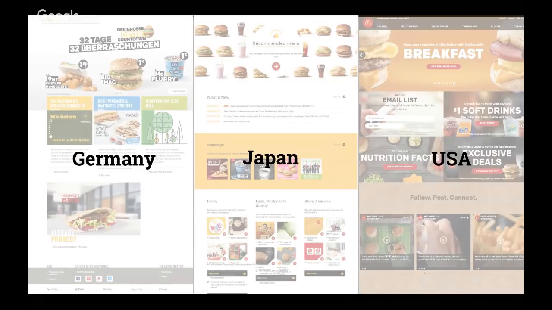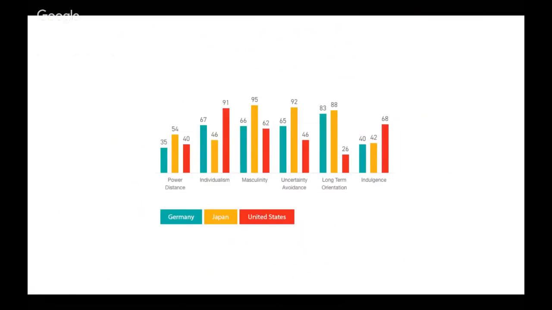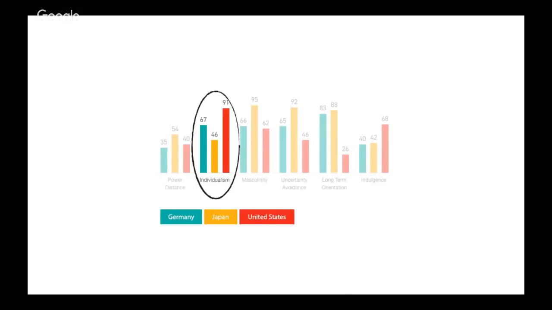And in this case, we are going to take the example of McDonald's website to compare some of these dimensions. So Hofstede came up with numerical values for each country and for each dimension. And there are tools available online also on his website where you can compare various countries. So in this one, we compare Germany, Japan, and United States. And if we focus on individualism, we notice that United States is quite high on it, whereas Japan has a low value.